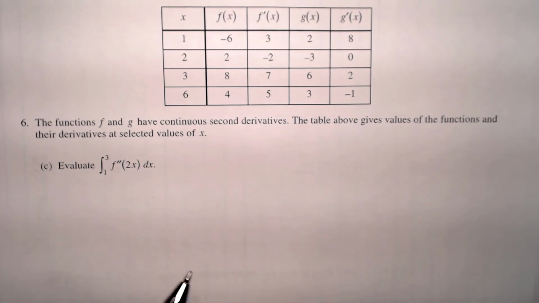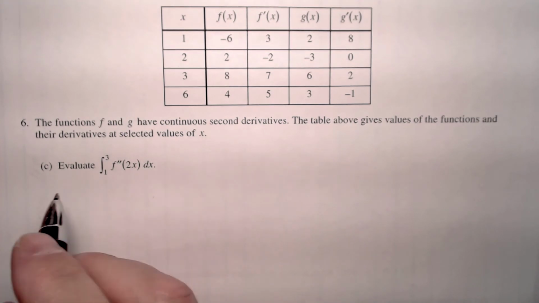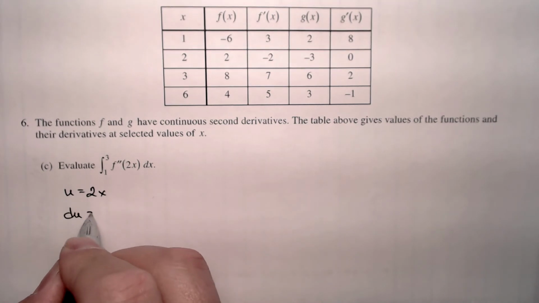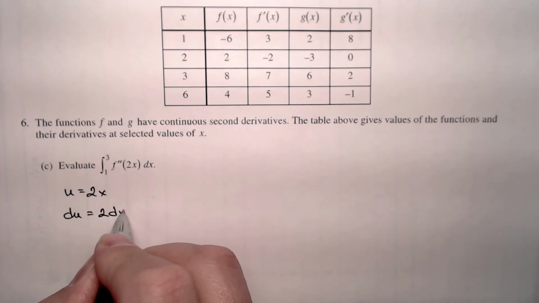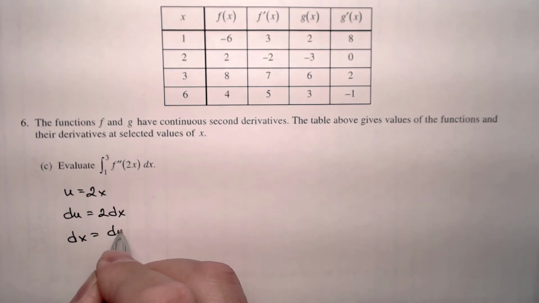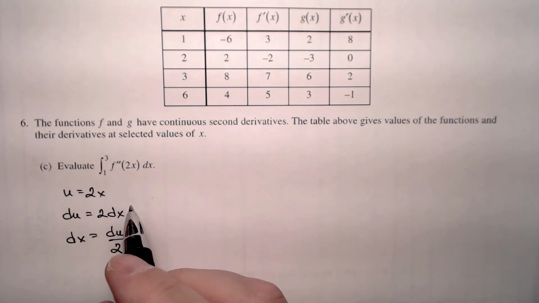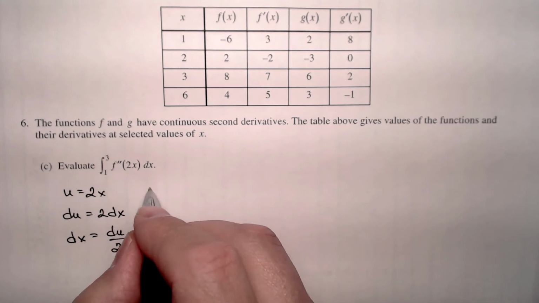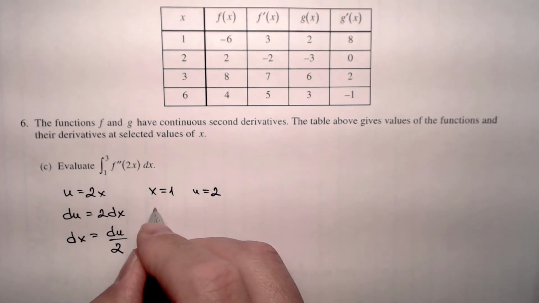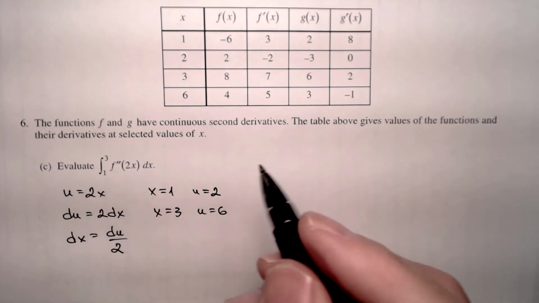In this question, we need to evaluate the following integral. And so let's do u substitution, which is u equals 2x, which means that du is equal to 2 dx, which means that dx is equal to du over 2. And let's plug it in here. Also notice that when x equals 1, u equals 2, and then when x equals 3, u equals 6. So we change the limits of integration as well.